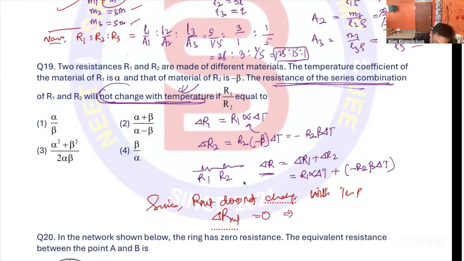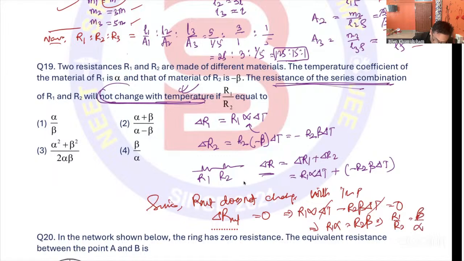So this implies R1 alpha delta T minus R2 beta delta T equals 0. So R1 alpha equals R2 beta. So R1 by R2 will be beta by alpha. So the answer will be beta by alpha.